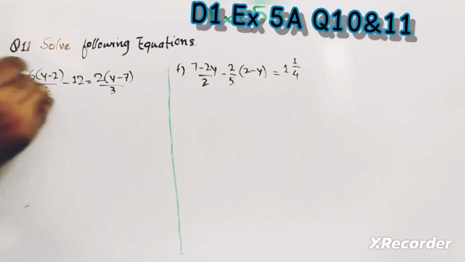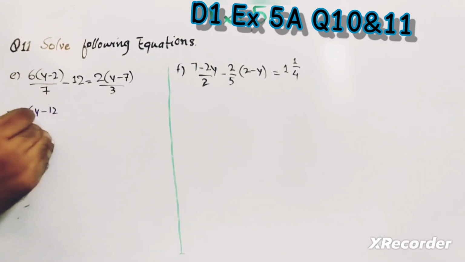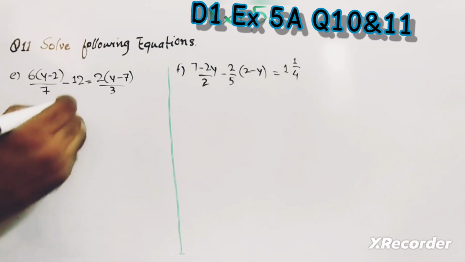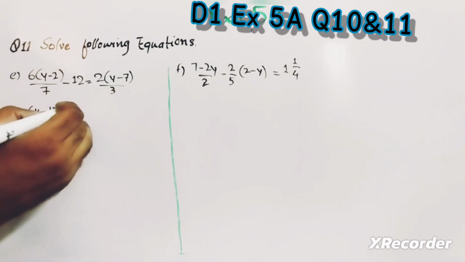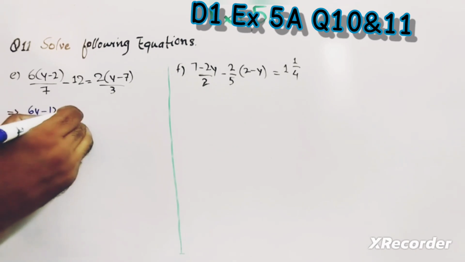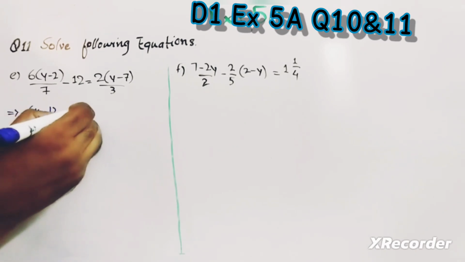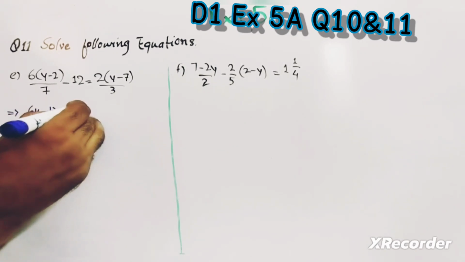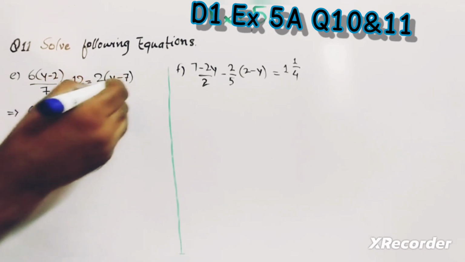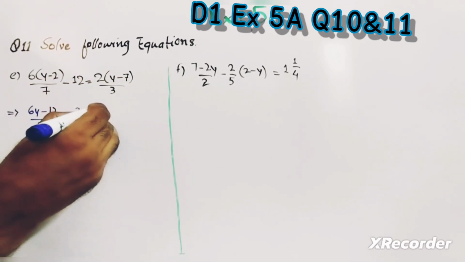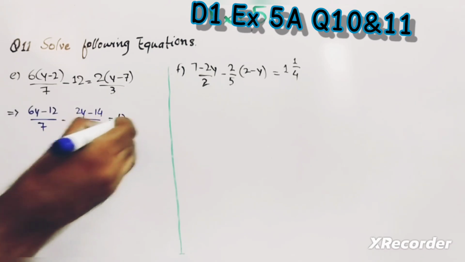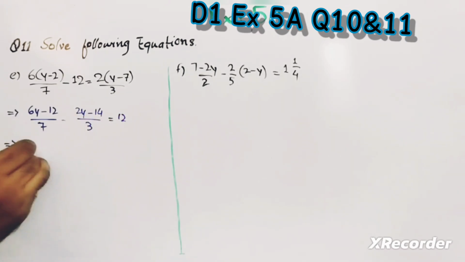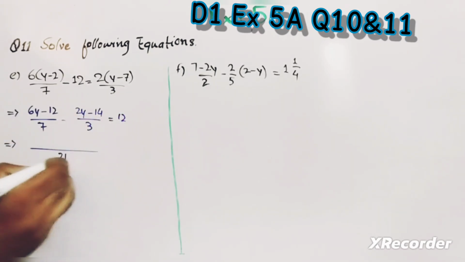For our equation, 6y minus 6 times 2 is 12 upon 7. This minus 12 moves to this side, and this whole term on the left side will become minus 2 times y is 2y plus 2 times 7 is 14 upon 3 is equal to 12. Now by taking the LCM of 7 and 3 we get 21.